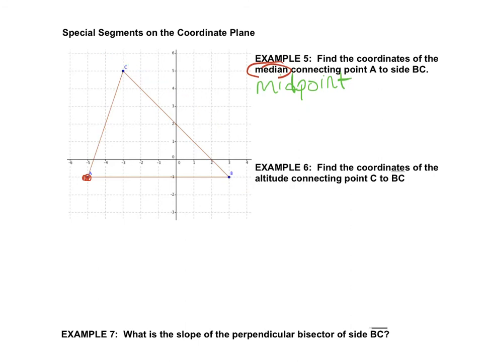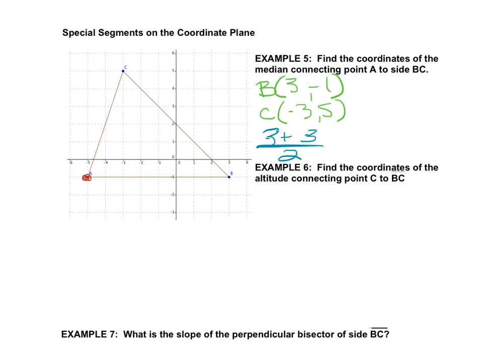To do that, I need to find the points. Point B is 3, negative 1, and C is negative 3, positive 5. So I'm going to find the midpoint by adding the x's together. 3 plus a negative 3, and then dividing by 2. 3 plus a negative 3 is 0, divided by 2 is 0. So I know the x value of my midpoint is 0.